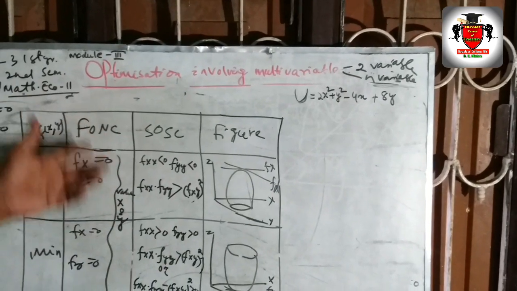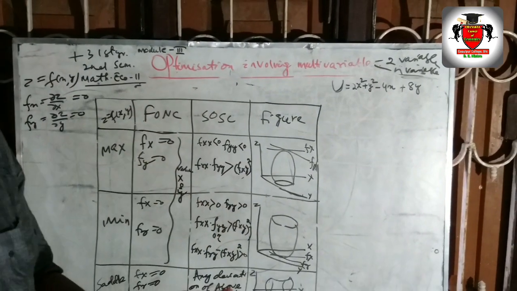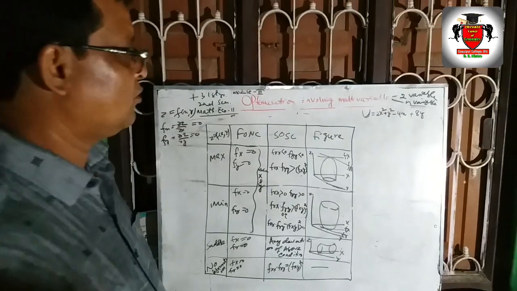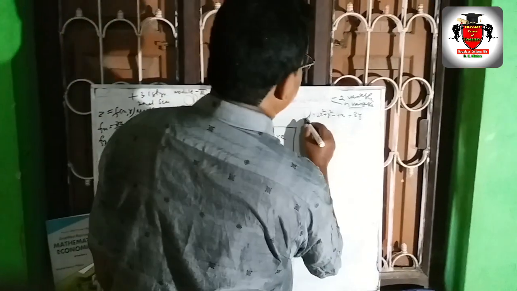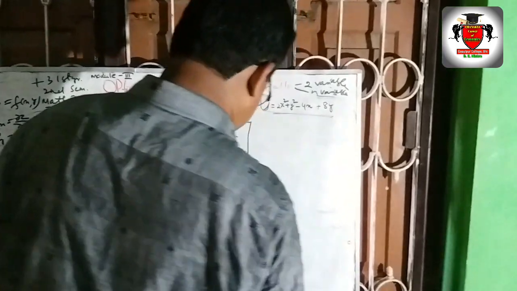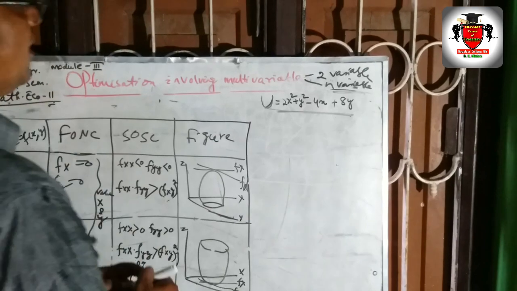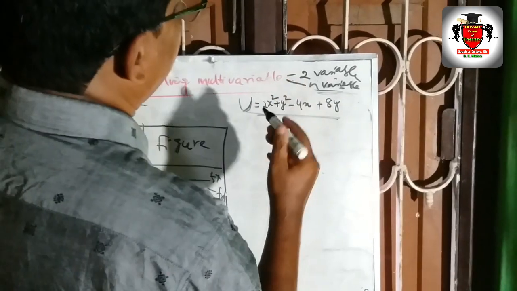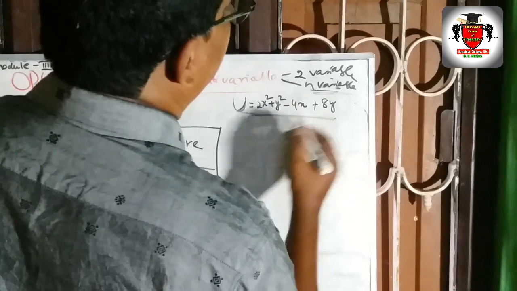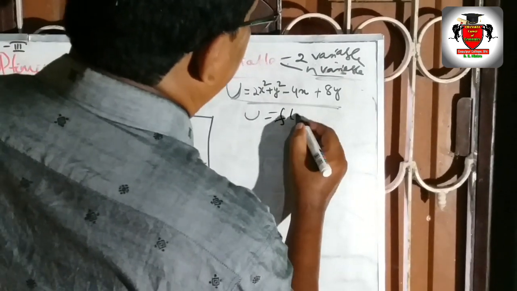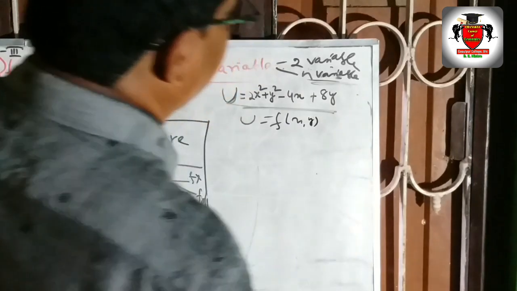That means by taking the differential. We explain here by taking the derivative only, and we will explain that in the differential later. Look at this. We have taken an example for finding the maximum or minimum value. Look at this: u equals 2x squared plus y squared minus 4x plus 8y. It means u is a function of x and y, only two variables.